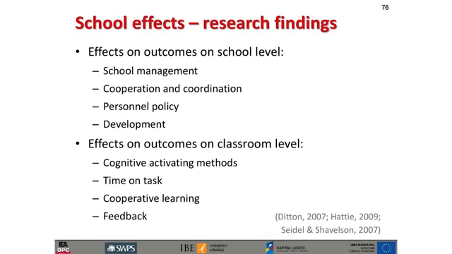Then there are also some research findings on which factors, school factors, are associated with reading achievement of students. On the school level, it has been found that school management, cooperation and coordination, personnel policy and development are very important factors. On the classroom level, especially cognitive activating methods, time on task, cooperative learning and feedback have been found as important factors.